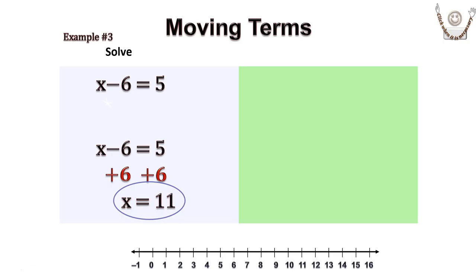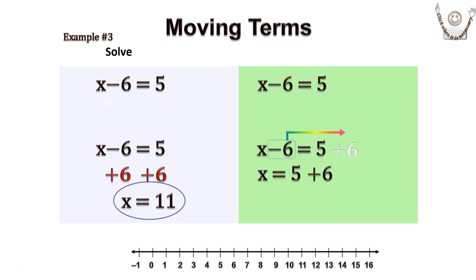One more example, moving terms. In our equation, we want to move negative 6 from the left to the right because we want to isolate x. X is supposed to be by itself on the left, and then negative 6 becomes positive 6 on the opposite side. Simplifying, 5 and positive 6 is just 11.